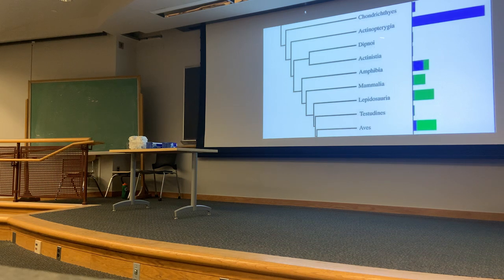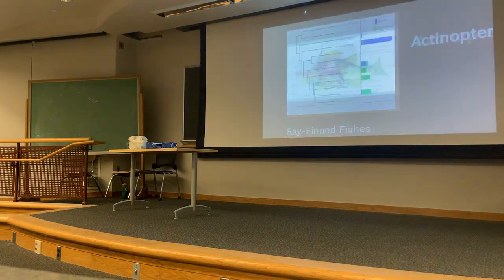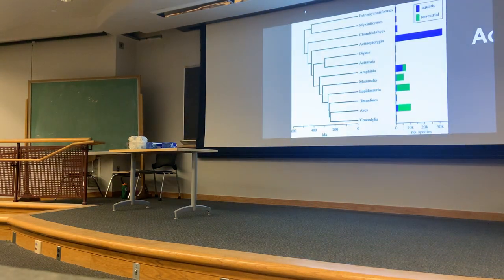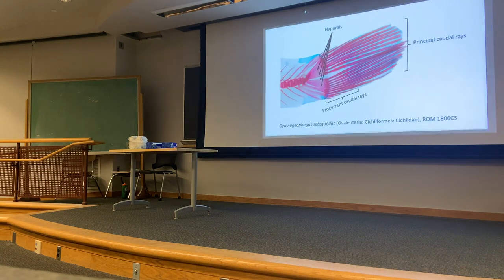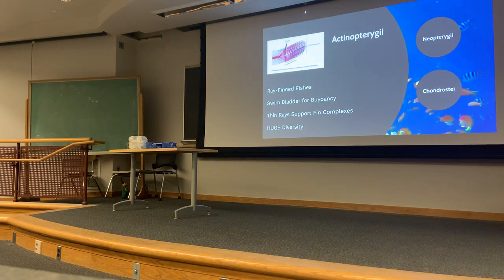Actinopterygians, this is where most of the diversity of fishes lies, right in here, in this plate. So our ray-finned fishes have two groups, basically, where you just kind of keep going down the line in groups of two. We have neopterygians, which is our new ray fishes, our new fin fishes, and our chondrosteans.